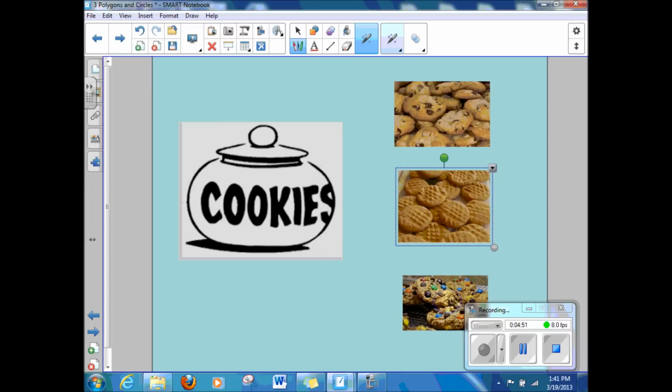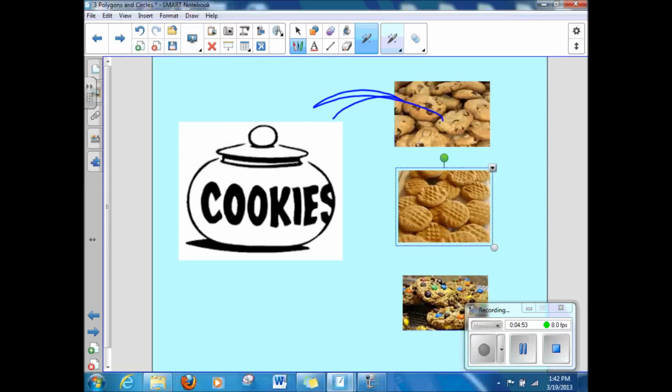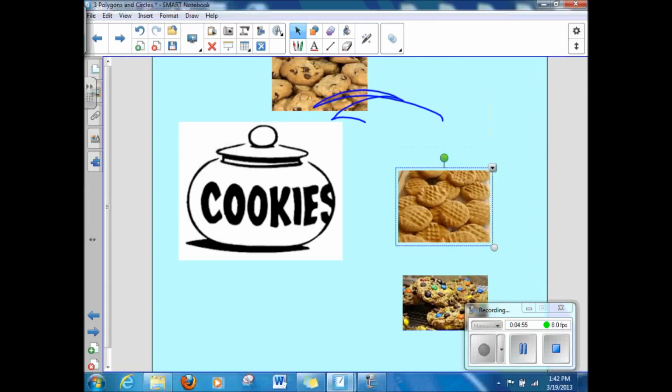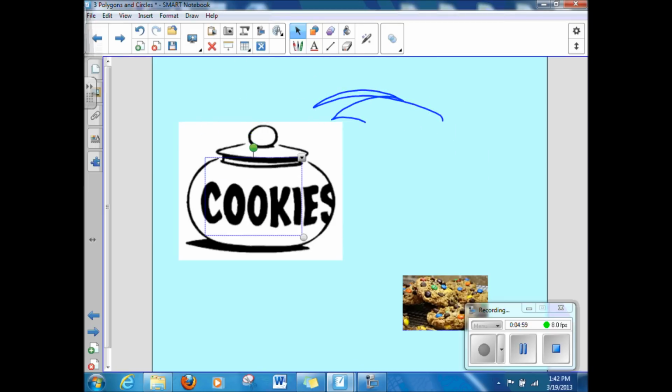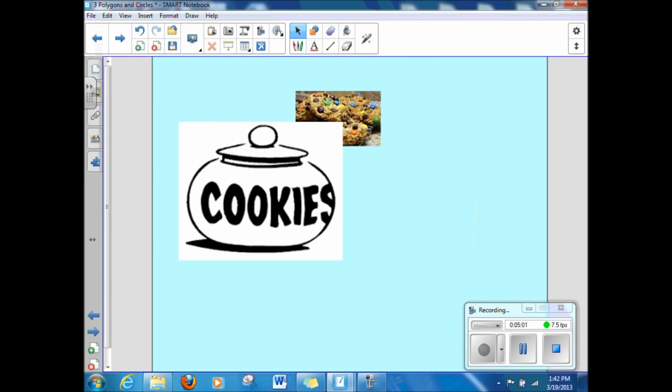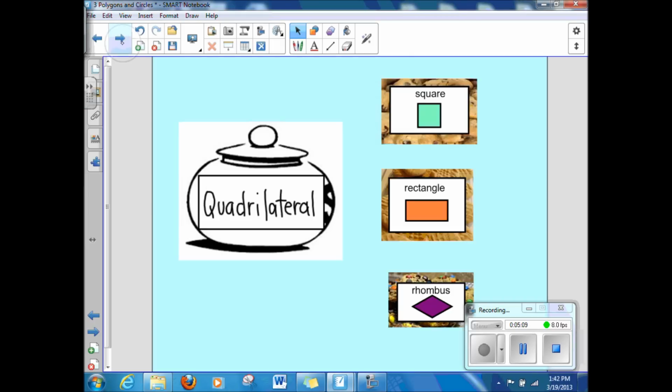But every one of these cookies can go into the cookie jar. So I'm going to put those chocolate chip cookies in there. I'm going to put these peanut butter cookies in there, and I'm also going to put these monster cookies in the cookie jar. Well, now what does that have to do with quadrilaterals anyway, Mr. F? Well, I'll tell you what. Let's take a look at this.